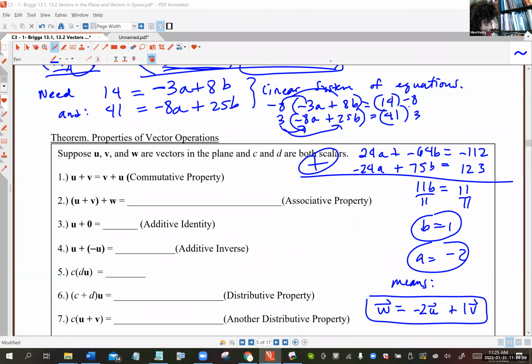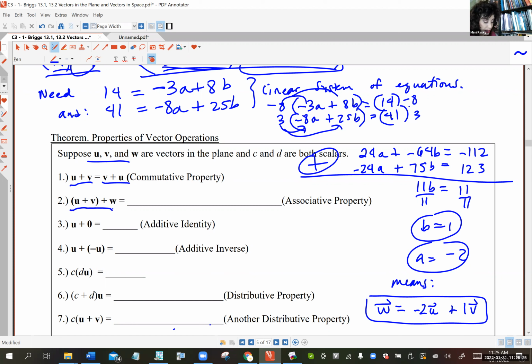Let's do properties. It's a theorem of vectors. Let's fill in the blanks. Suppose you have 3 vectors, U, V, and W, in the plane, and C and D are some scalars. What if somebody said, hey, add U and V together? Fine. It's okay to add it in the opposite order. You'll still get the same result. Oh, that's good to know.